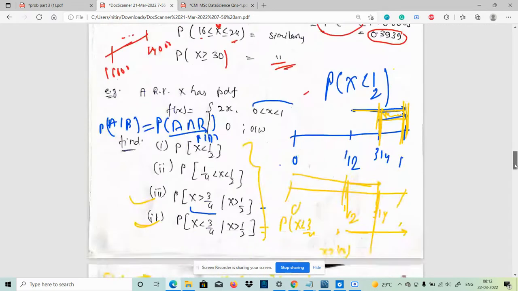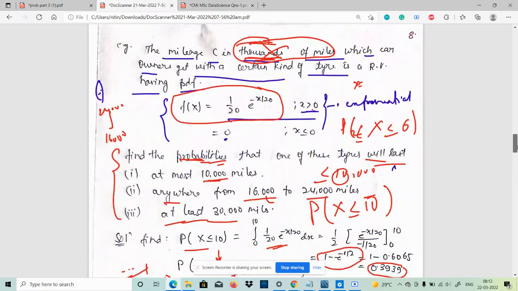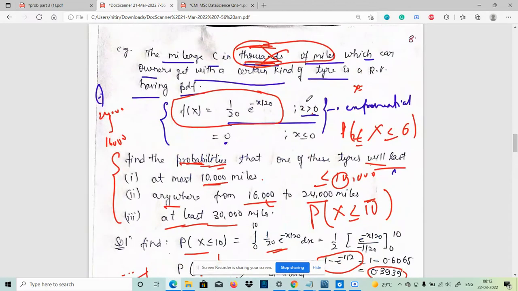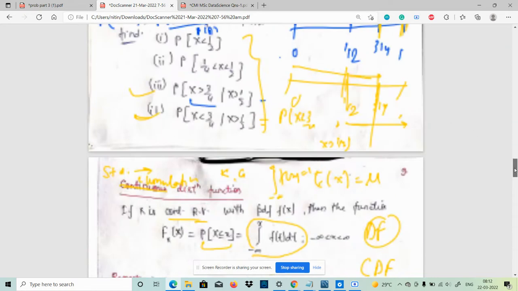Similarly, in some other questions like this, you can see that f(x) is defined only for x greater than 0. So in this case, minus infinity to infinity does not make sense. Here you just need to use whatever range is given for that particular x, and do the integral over it.